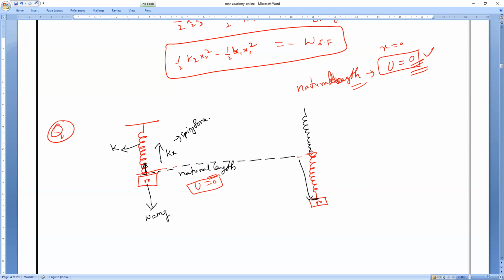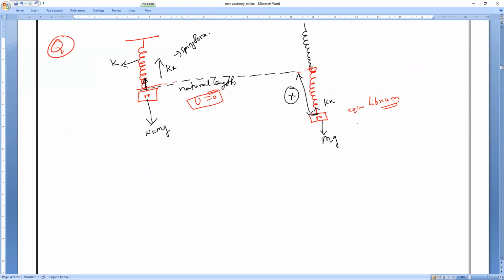Now the body has responded and extended up to here. Then what is this change in length? We can assume it as X. And as this body's weight is acting in the downward direction, in which direction will the spring force act? In the opposite direction, upward, Kx. After slowly elongating, it acquires a position we call the equilibrium.